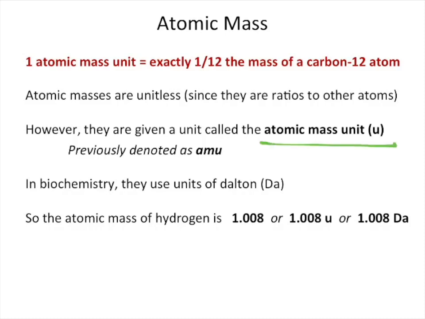Or we might call it amu, atomic mass units, although that's a somewhat older definition. In biochemistry, they tend to use the dalton, in honor of the Dalton who's credited with atomic theory. They'll also use the kilodalton in biochemistry, because often they're dealing with things that are bigger than 1,000 daltons. So you can phrase the atomic mass of hydrogen in a number of different ways.